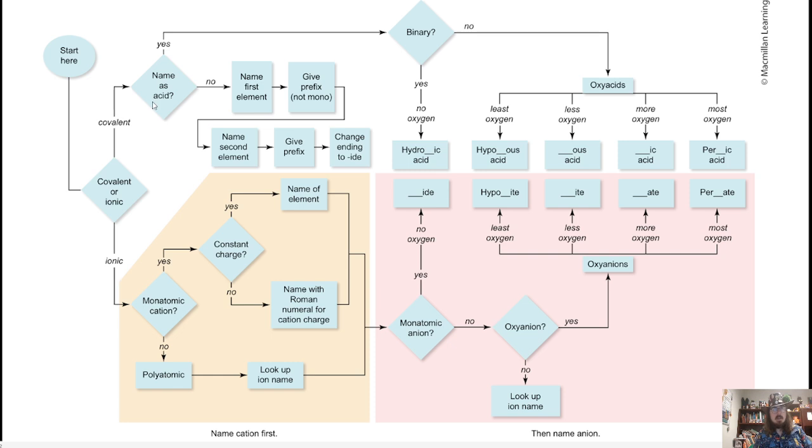If it's covalent, is it an acid? No. First element, prefix, not for mono. Second element, prefix, IDE. If it's an acid, is it a binary acid? Yes, hydro-blank-ic acid. No, we have to do with the oxyacids. Hypo-ous, ic, per-ic. If it's the ionic monoatomic anion, no. Oh, yes, it's just IDE. No, but is it not an oxyanion? We have to look it up. Is it an oxyanion? Yes. Hypo-ite, ate, per-ate.